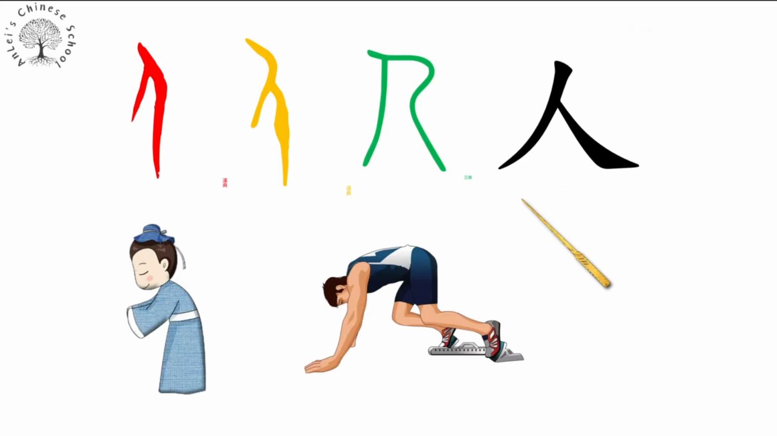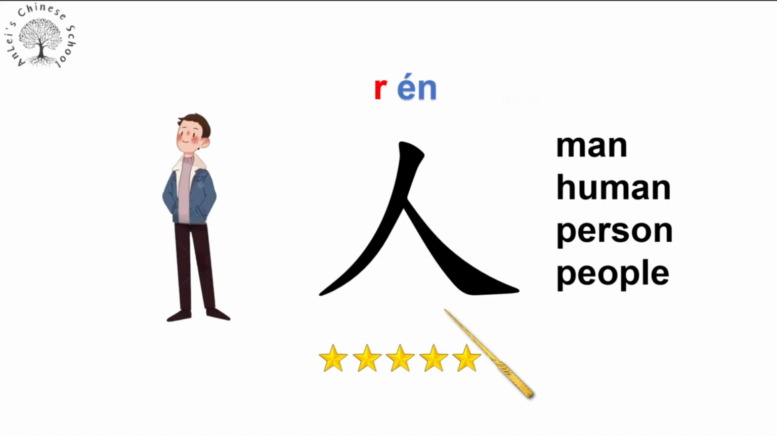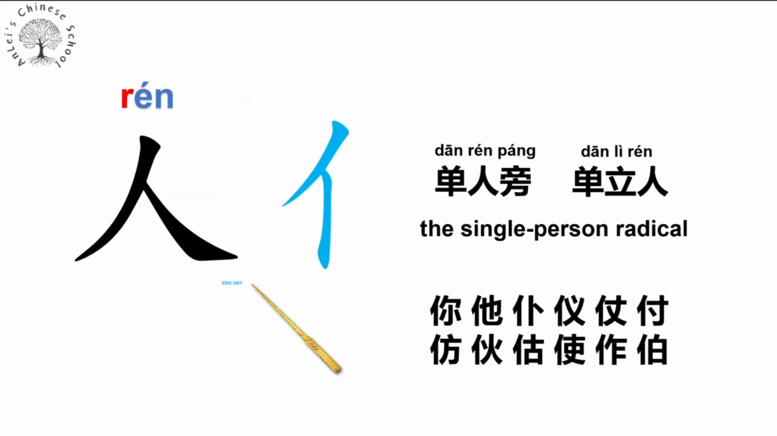This character is 人. The oracle inscription and the bronze inscription show a person's profile. Small script is like a man's knees bent, hands touching the ground. This character is 人, rén, man, human, person, people. When the character 人 becomes a radical, it's 单人旁 or 单立人, the single person radical. It's a very commonly used radical. There are many characters with the single person radical.